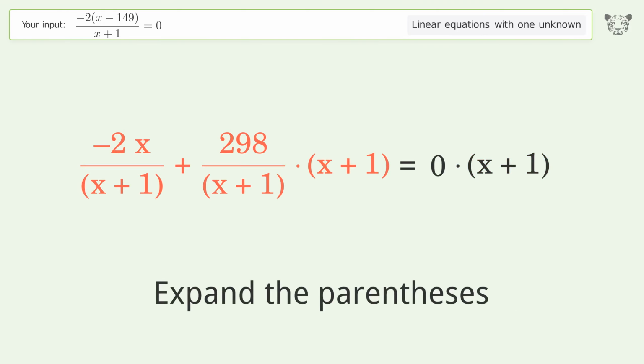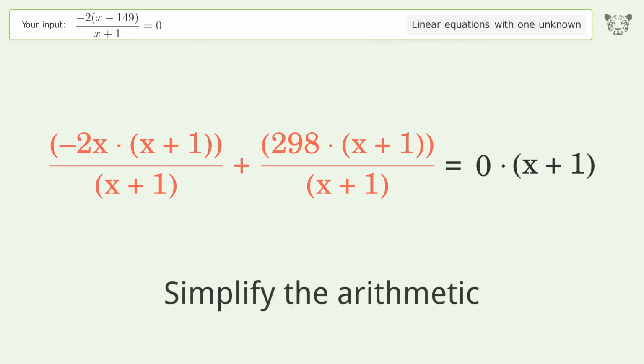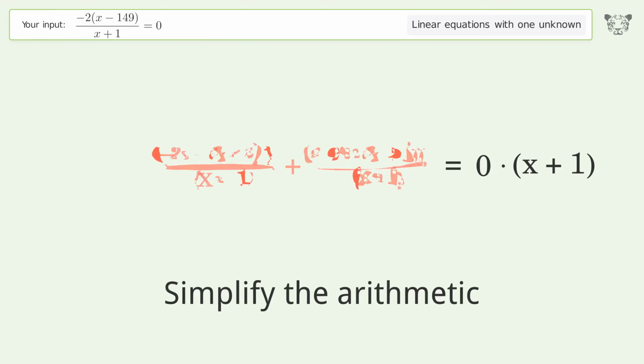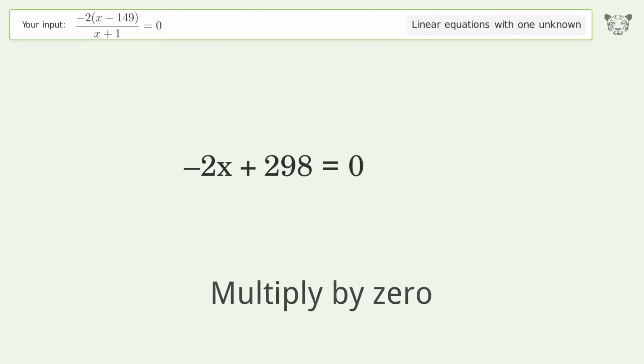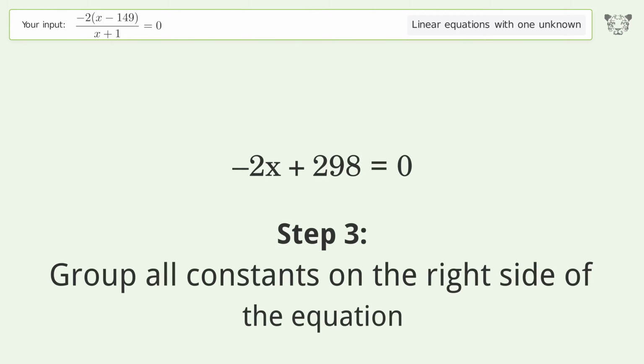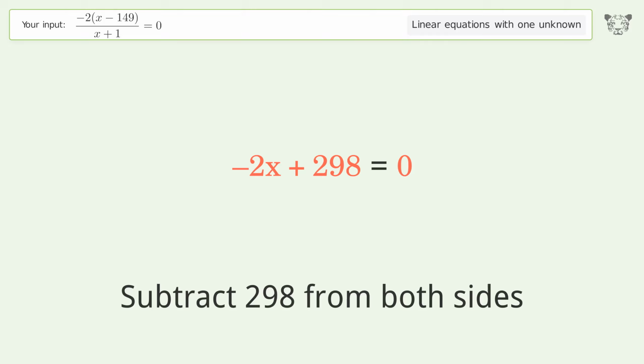Expand the parentheses. Simplify the arithmetic. Multiply by 0. Group all constants on the right side of the equation. Subtract 298 from both sides.